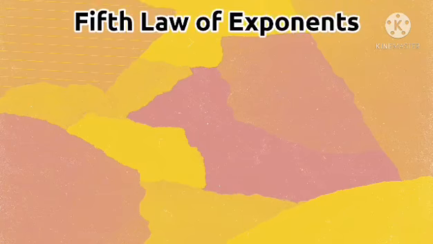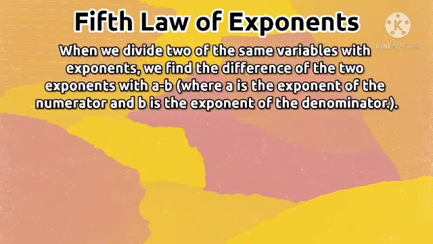The fifth law of exponents works similarly to the fourth law, only this time we are looking into division. When we divide two of the same variables with exponents, we will find the difference of the two exponents with a minus b, where a is the exponent of the numerator and b is the exponent of the denominator.